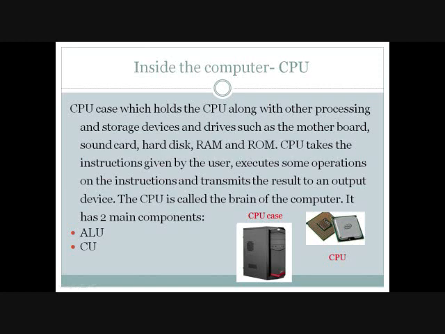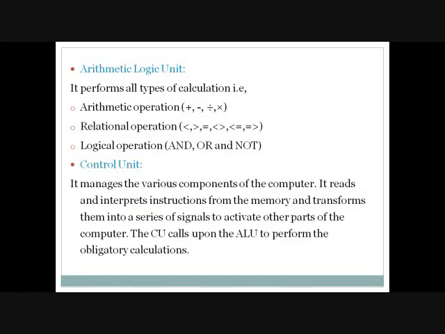The CPU is called the brain of the computer. There are 2 main components of the CPU, that is ALU and CU. ALU full form is Arithmetic Logic Unit and CU is Control Unit. The Arithmetic Logic Unit performs all the arithmetical and logical operations.